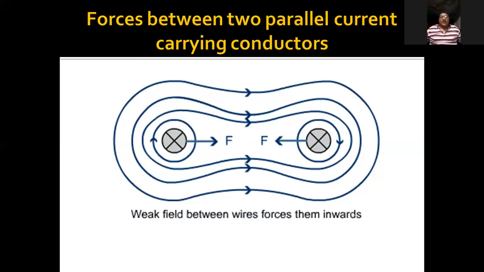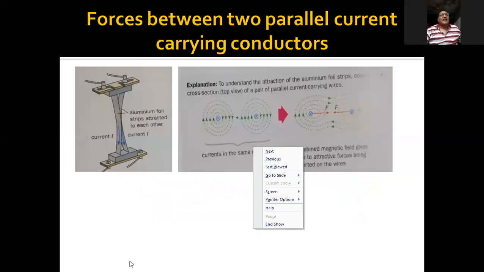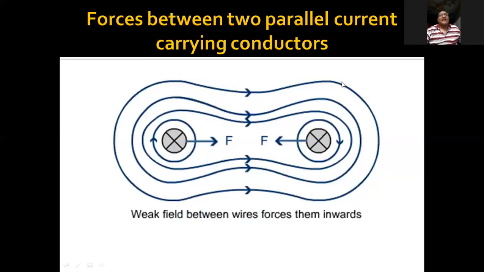If you have two parallel conductors and the direction of the current flowing through them is the same, they will attract each other. If you have two parallel conductors and the direction of the current in them is opposite to each other, then they will repel each other. And don't forget this diagram, okay? Very important diagram.